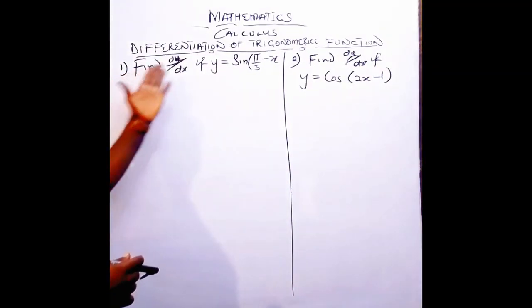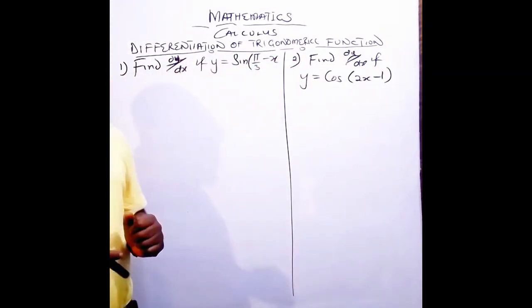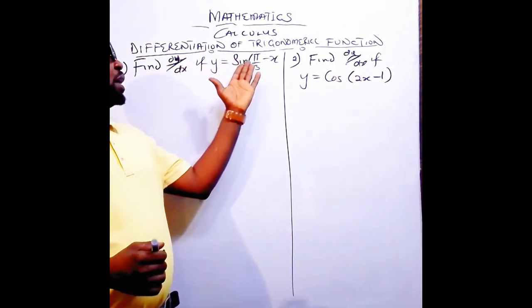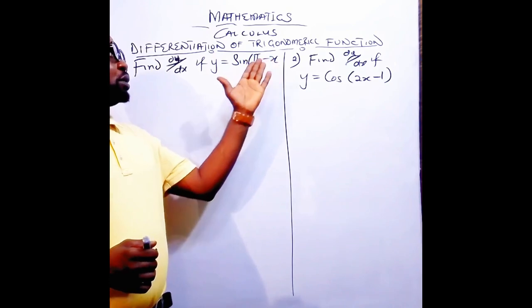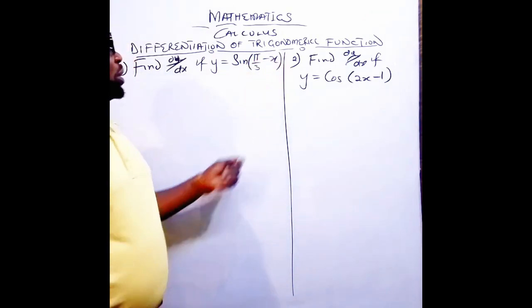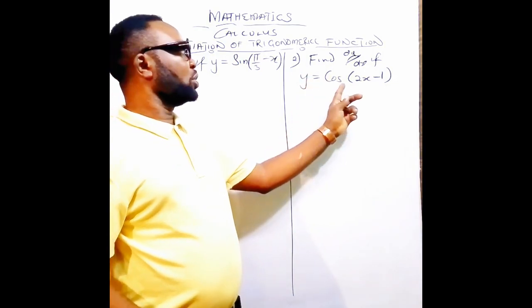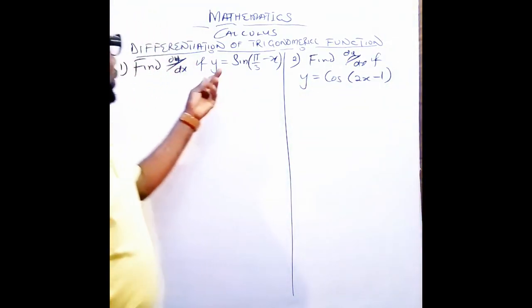We have two questions here to solve. The first question says find dy/dx if y is equal to sine(pi over 2 minus x). And the other question says we also find dy/dx if y is equal to cos(2x minus 1). Let's solve this first.